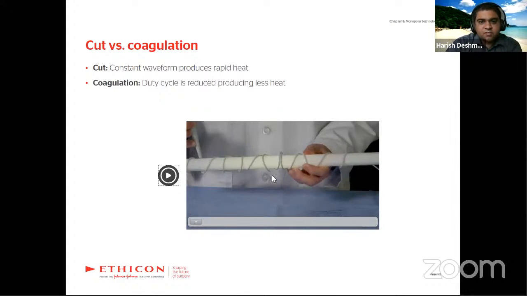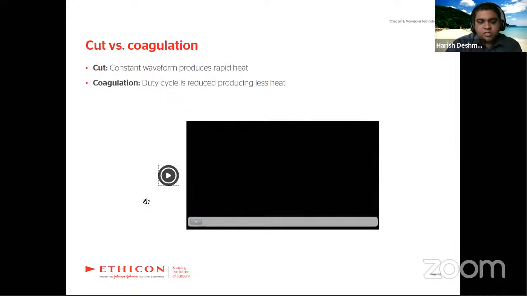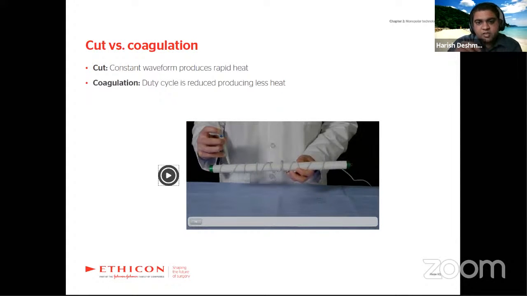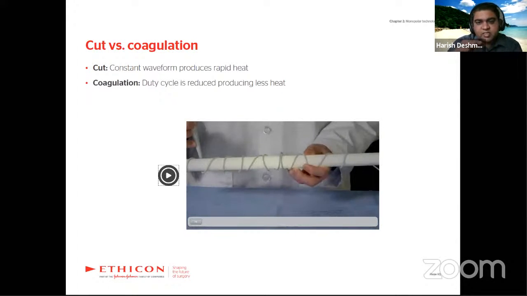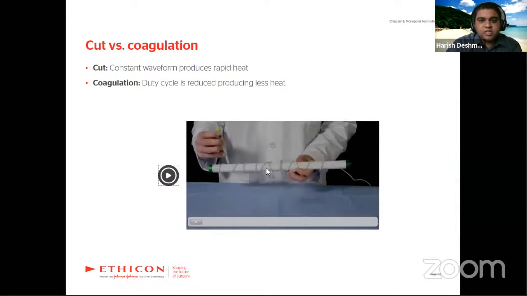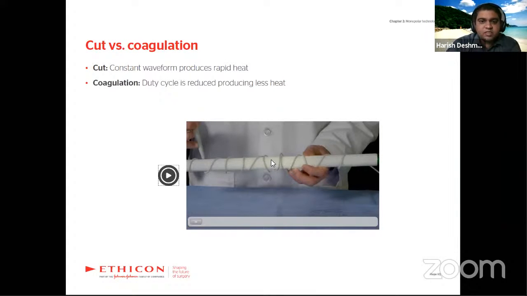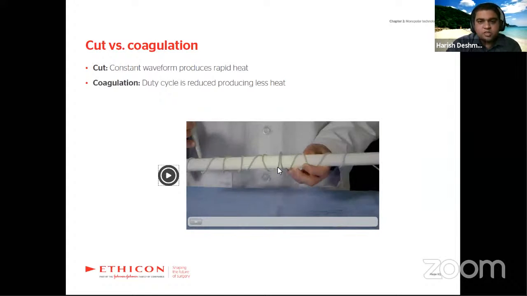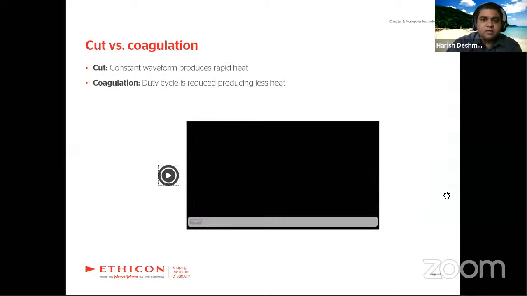So if you see here, cut form and coagulation waveform, what is the difference you'll see now. So this is cut form. You can see the tube light is igniting continuously. In cut form, it keeps on blinking. You can see it keeps on blinking. In case of coagulation form, sorry, it lights only once. So there is less heat produced because of this.